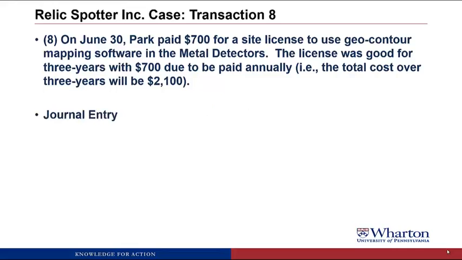Okay, let's look at the journal entry here. In this case, we are paying cash. We paid $700 of cash. Cash is an asset. We make an asset go down through a credit, so we credit cash for $700.